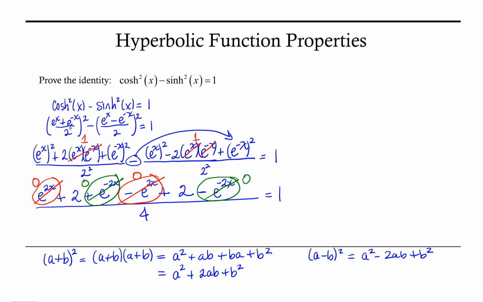So what are we left with? We're left with 0 plus 2 plus 0 plus 0 plus 2 plus 0. So simply we're left with 4 over 4, which is in fact equal to 1. Therefore, cosh squared minus sinh squared is in fact equal to 1.